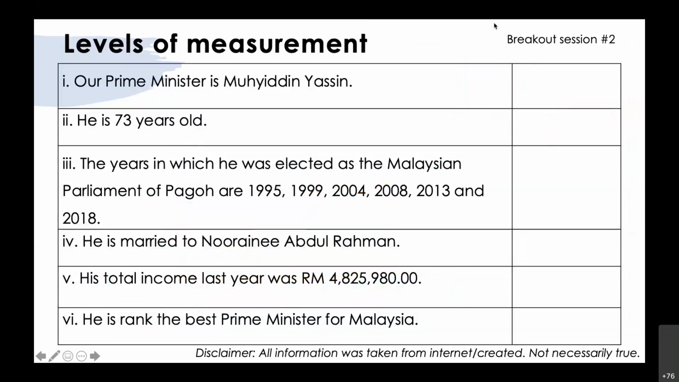Okay. Breakout session number 2. This one, when I break out, do you all see the screen? No, doktor, kita orang tak boleh nampak. Tak nampak. One of you take a photo lah. Take photo. Okay. So there are 4 different levels.